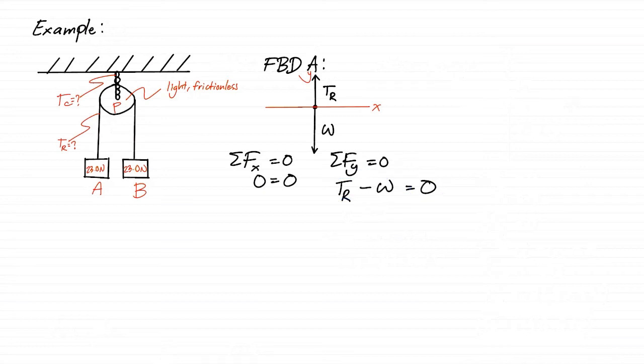Now, what we can do here is transpose yung ating weight to the other side. So, we have TR is equal to weight. Now, we can solve for the tension in the rope. Weight, according to our given, is 23.0 Newton. So, the tension pala in the rope is equal to 23.0 Newton. Okay? So, that's how we use Newton's first law in solving for the tension of the rope.